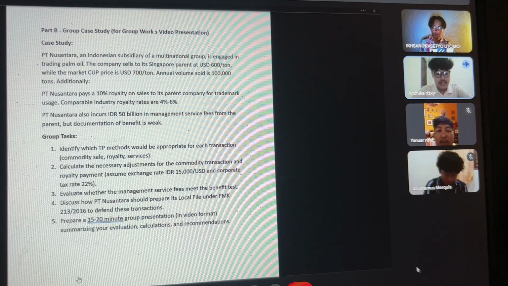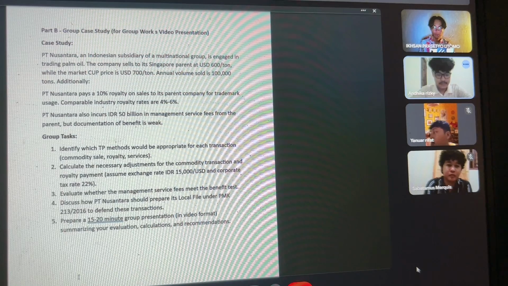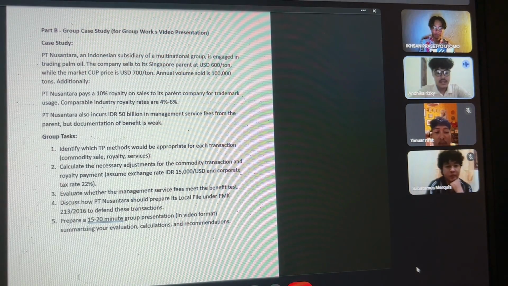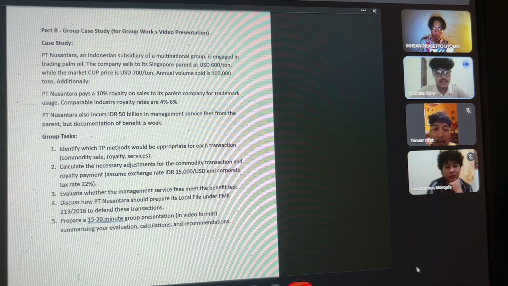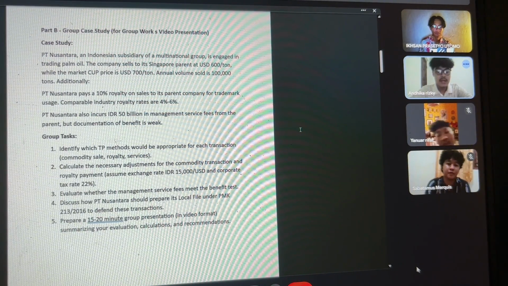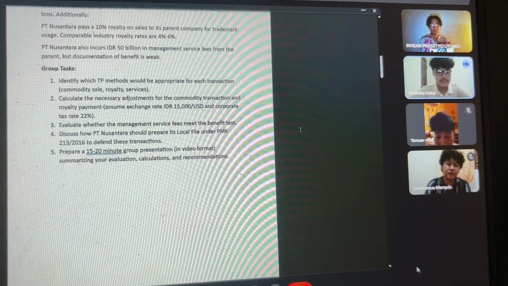Comparable industry royalty rates are 4% to 6%. PT Nusantara also incurs 50 billion in management service fees from the parent, but documentation of benefit is weak. The first question: identify which TP method would be appropriate for its transactions for the commodity sales, royalty, and services. The second question: calculate the necessary adjustment for the commodity transactions and royalty payments. And we have to assume that 15,000 rupiah is $1 and the corporate tax rate is 22%.